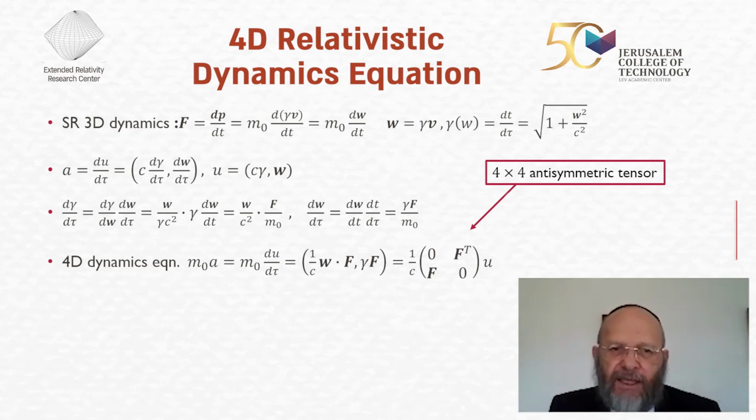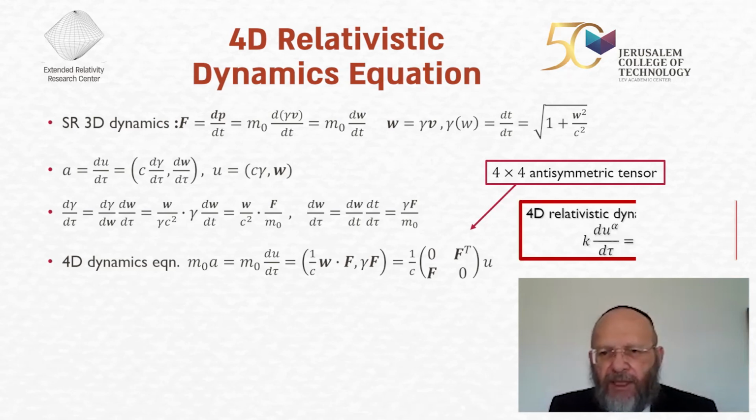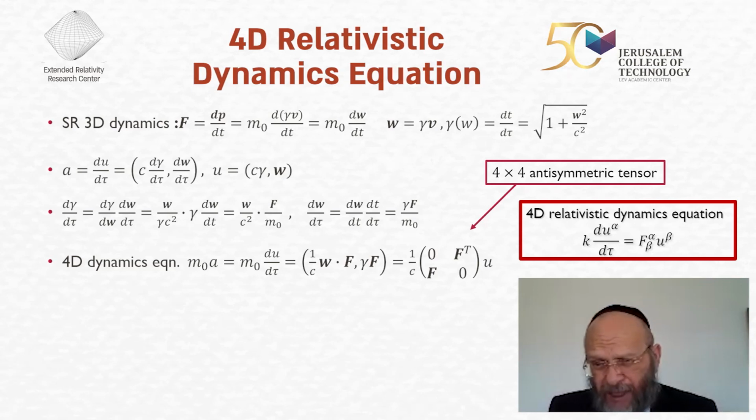So any three-dimensional dynamics equation can be turned into a 4x4 antisymmetric tensor acting on U, which is much easier. That's a linear map, and everything is well defined. And this is the 4-dimensional antisymmetric tensor, but a very specific one, having zeros here. If you move to another frame, you'll get a general antisymmetric tensor, and you'll get the equation that we discussed earlier.